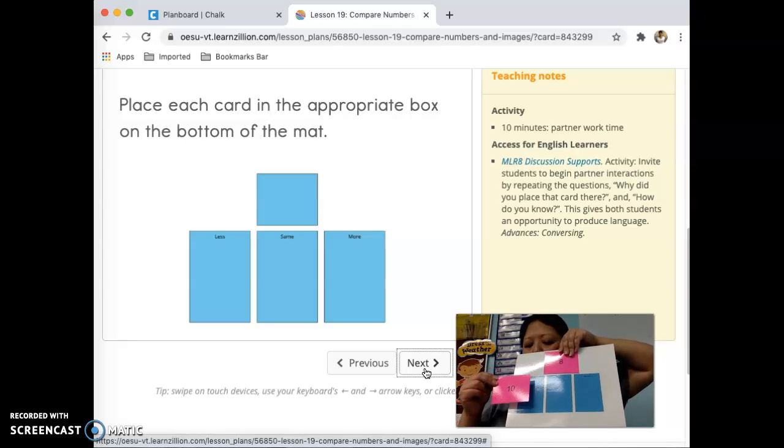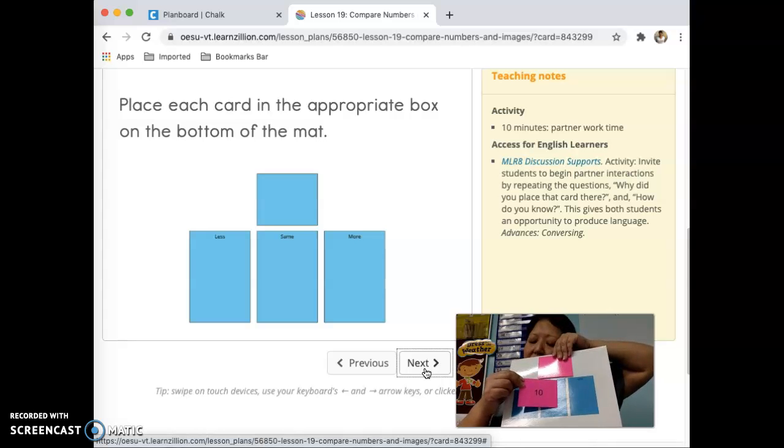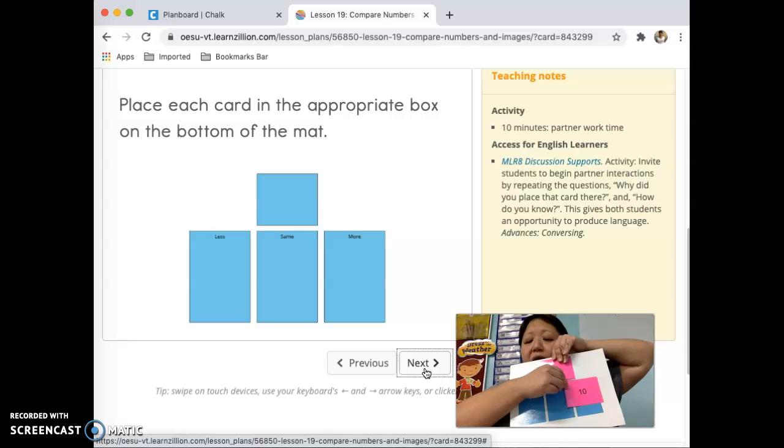So is 10 smaller than 8? No, 10 is not smaller than 8. Is 10 the same as 8? No, because it's 10 and not 8. Therefore, they can't be the same number. Is 10 bigger than 8? Yes, it is. So we're going to put 10 here, and then I'm going to say 10 is bigger than 8.